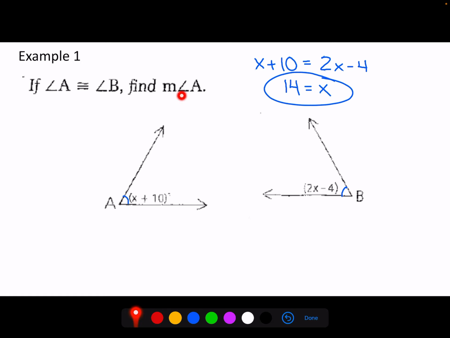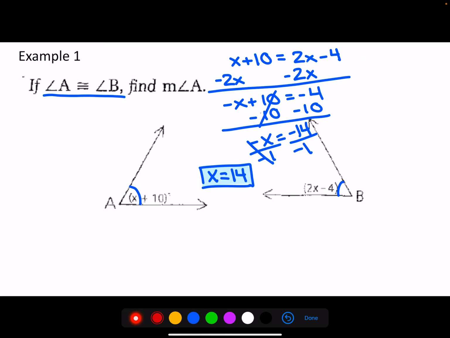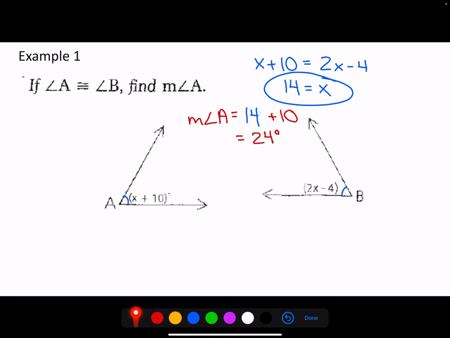But we want to find the measure of angle A. So I can plug 14 back in for either equation because they're congruent, and I'll get the same answer. If I plug it in for angle A, though, I get the measure of angle A equals 14 plus 10, which will give us 24 degrees. So again, find out that x is 14, we plug it back in, and we get measure of angle A equals 24 degrees. And that's our answer.